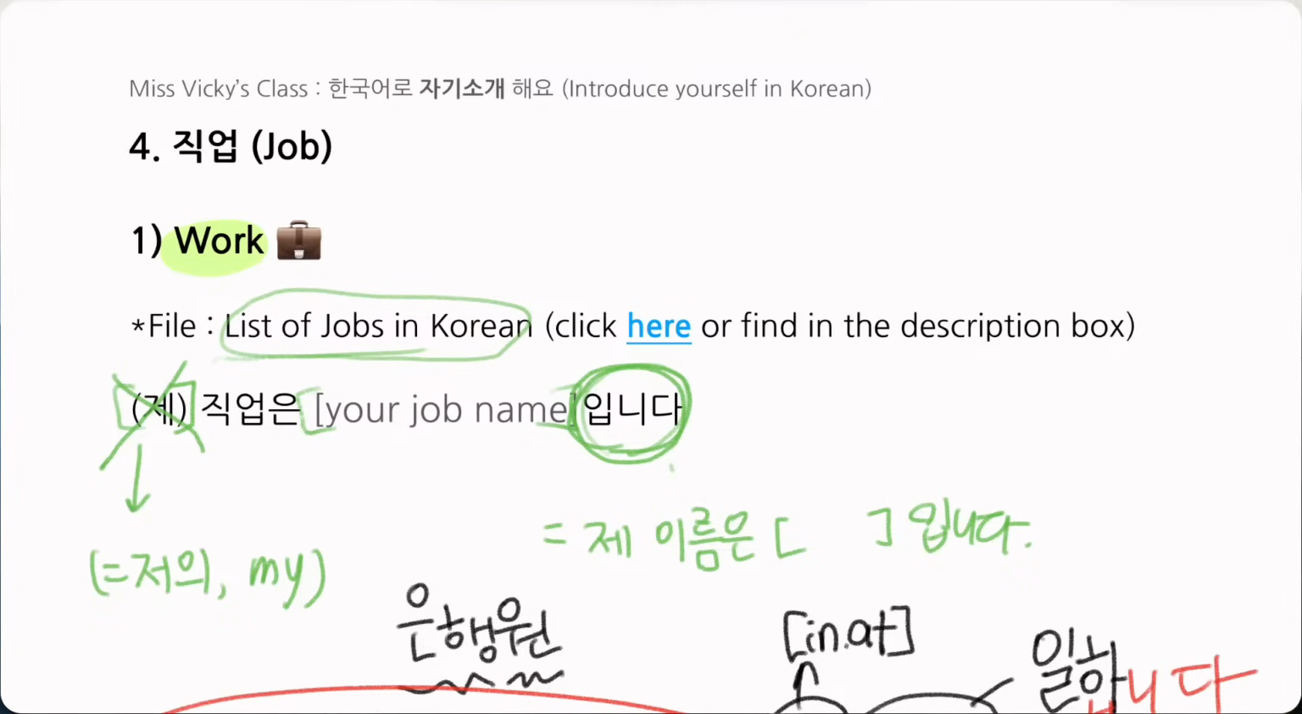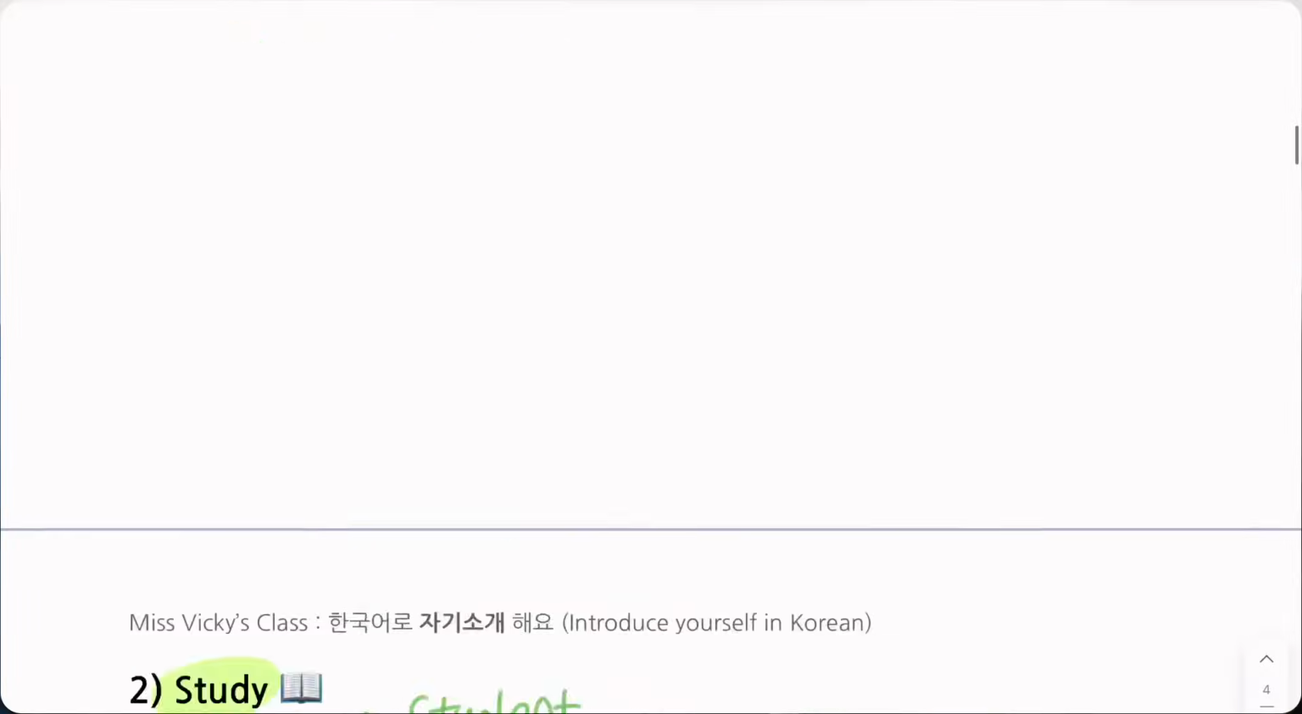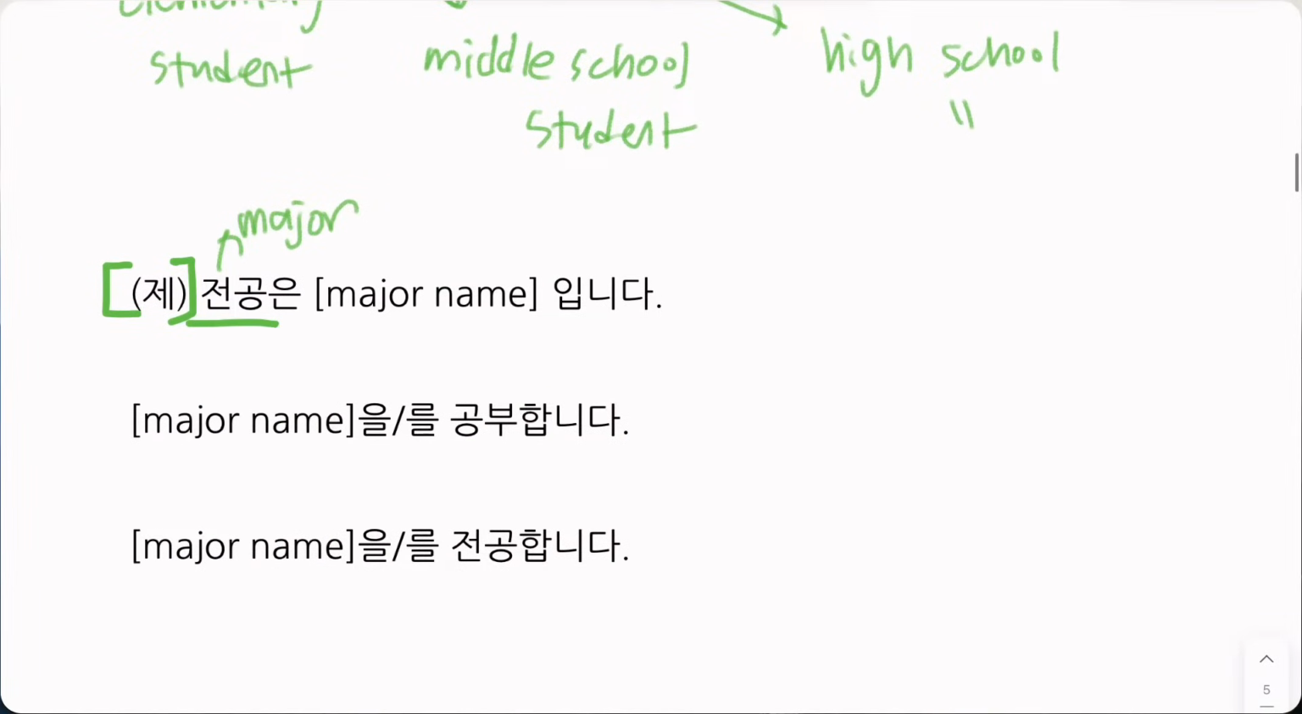Usually, in self-introduction, you say what your name is first, right? So in the next sentences, it's clear. It's obvious that you're talking about your own job. So you don't have to say my. You don't have to specify my job is. You can just say job is, because only by saying that it's already clear that it is your job. Same with 제 전공. You can just say 전공은. As for my major, it's your major name입니다.